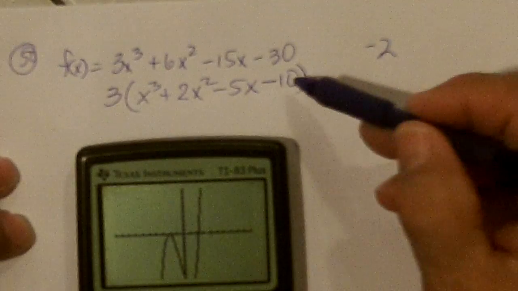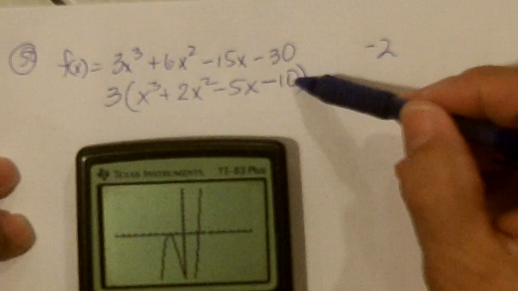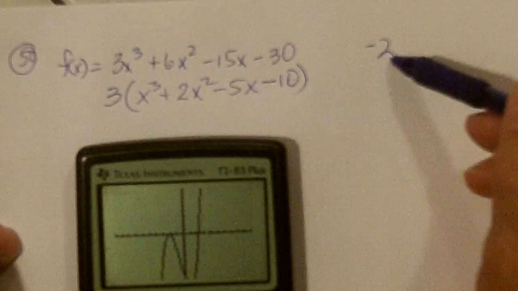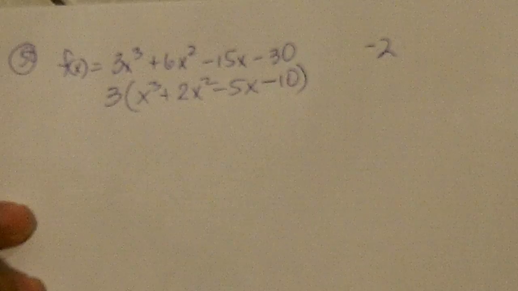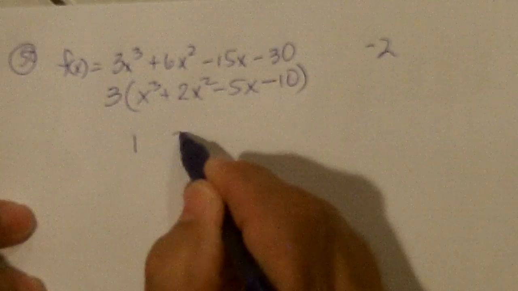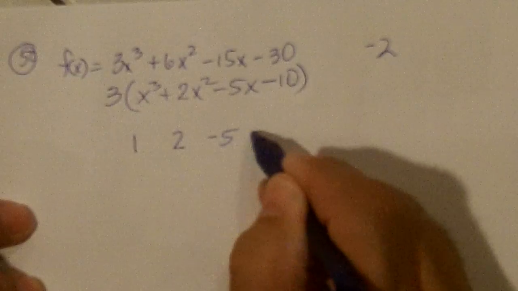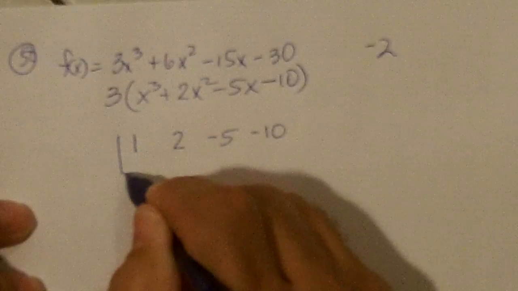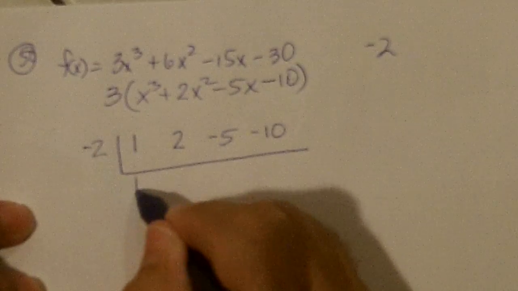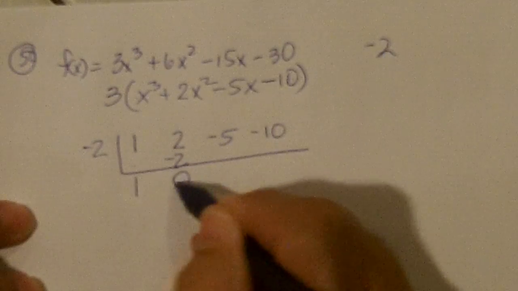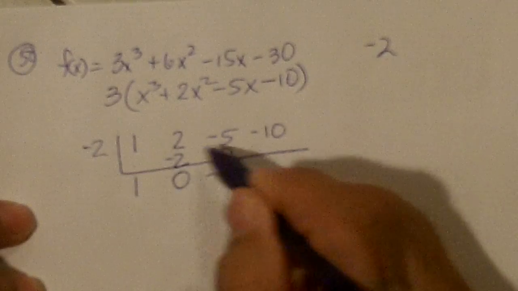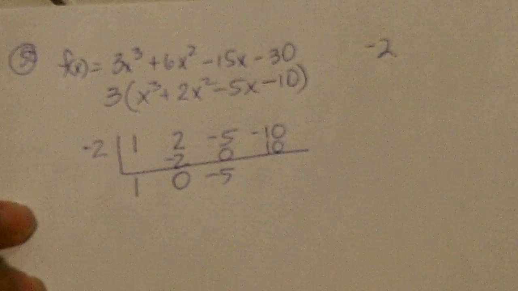So let's just go, since the only rational ones have to be 1, 2, 5, or 10 factors, plus or minus. And so I'm going to do -2 twice, so hopefully it'll go in. So I have a 1, 2, -5, -10. I'm going to try -2. 1 plus 0 is 1. -2, 0, 0, -5, 10, gone.